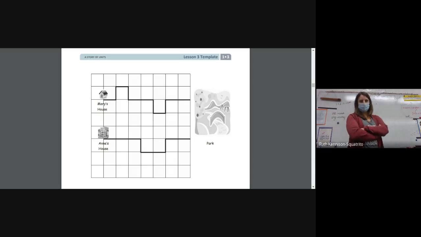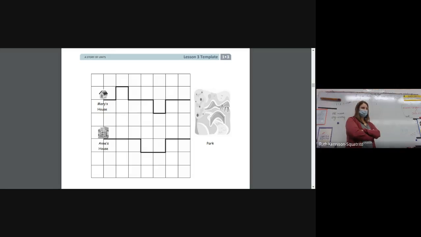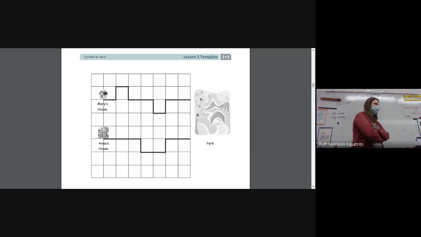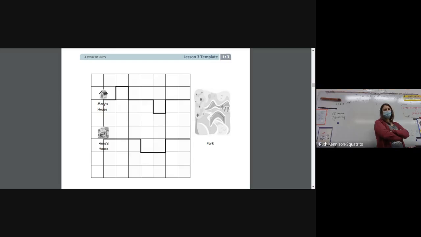Hayden, what do you think? I think the one's longer because it's 7 inches. I counted from winter to the top, and then I counted the bottom one. I think the top one has 7 inches, and the other one on the bottom has 5 inches. That's why I thought the top one was longer. How are you measuring it? That's my question. How are you measuring it?